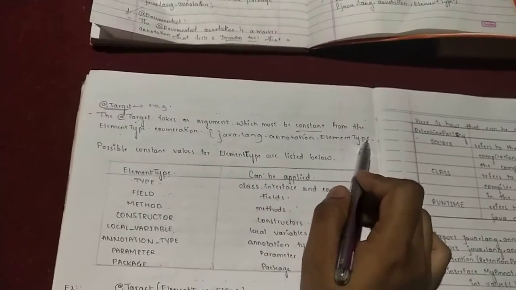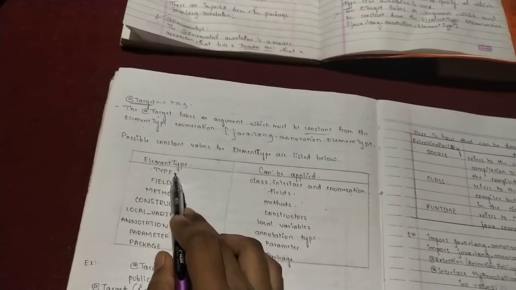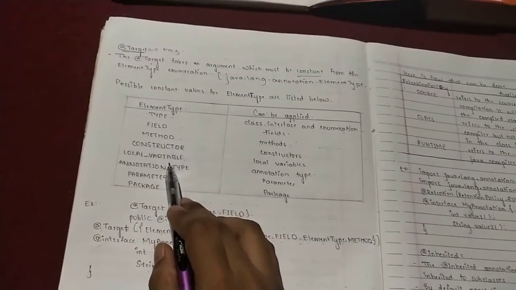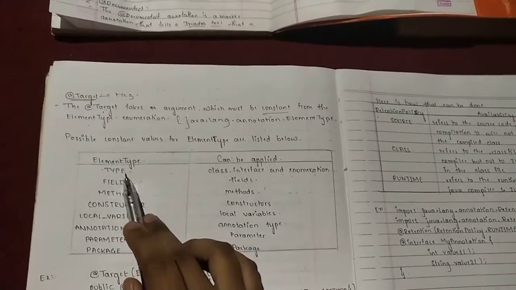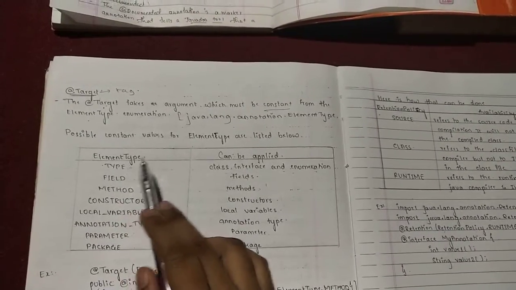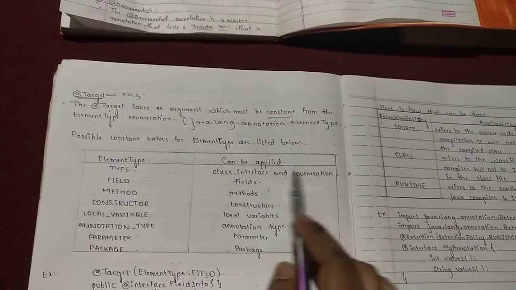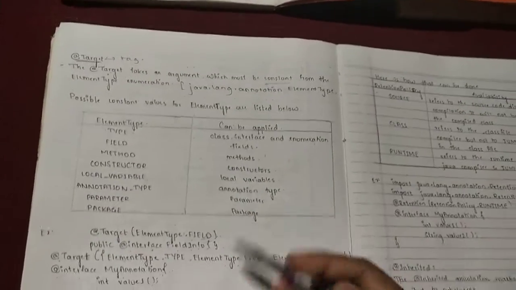java.lang.annotation.ElementType. Possible constant values for ElementType are: TYPE, FIELD, METHOD, CONSTRUCTOR, LOCAL_VARIABLE, ANNOTATION_TYPE, PARAMETER, PACKAGE. The TYPE constant can be applied to class, interface and enumeration. FIELD can be applied only to fields, METHOD can be applied only to methods, and so on.